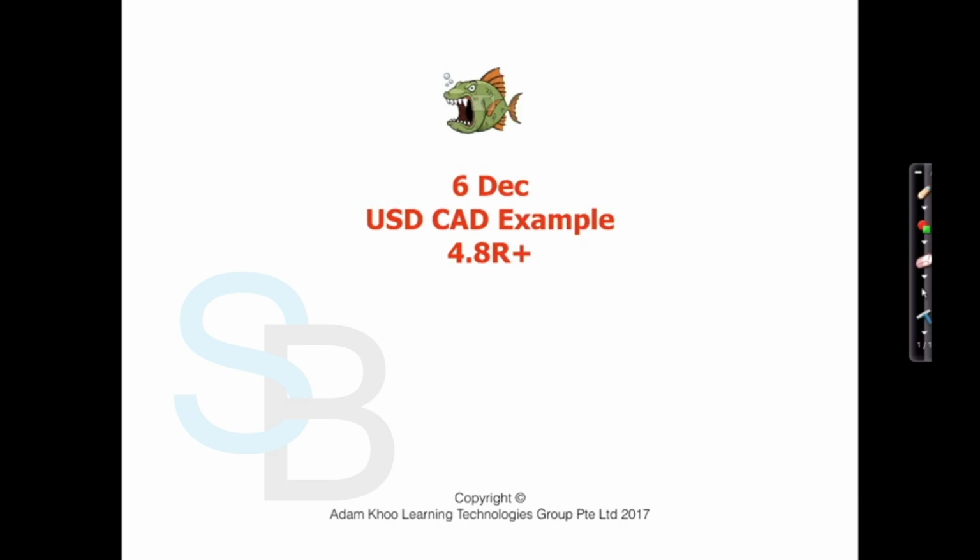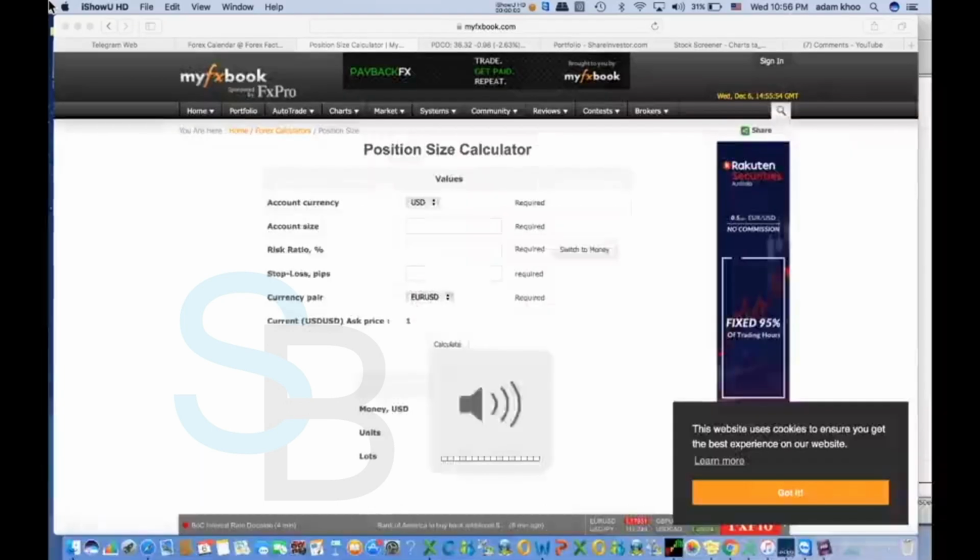Alright, so for this first trade example, let's take a look at the 6 December dollar Canadian trade. This netted me a 4.8 hour win. So let's take a look at how I managed the trade, how I placed my order entry, and how I exited the trade with a profit.